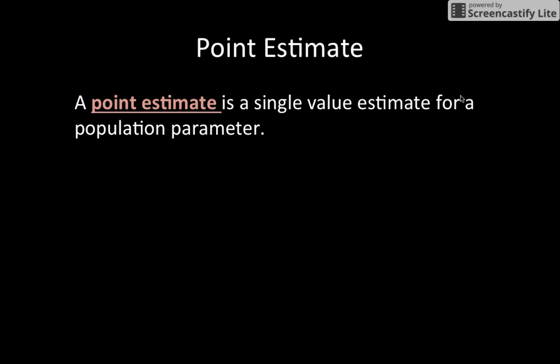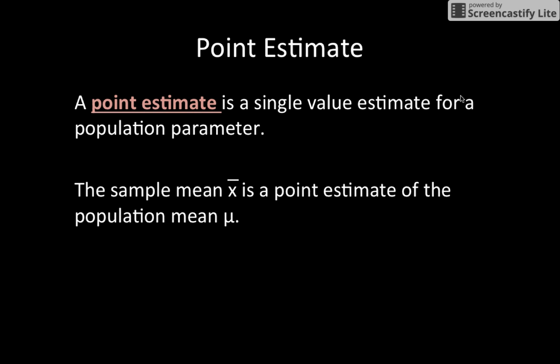So a point estimate is a single value estimate for a population parameter. The sample mean x bar is a point estimate of the population mean mu. To find this, you would use the formula x bar equals the sum of x divided by the sample size, n.